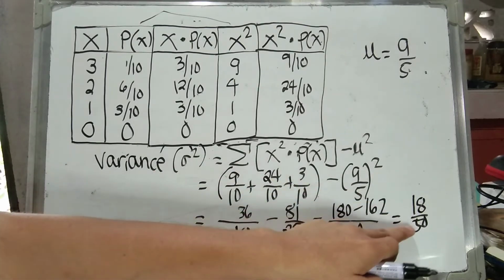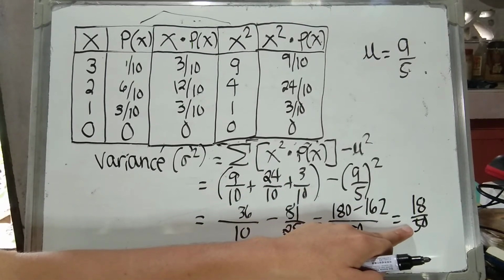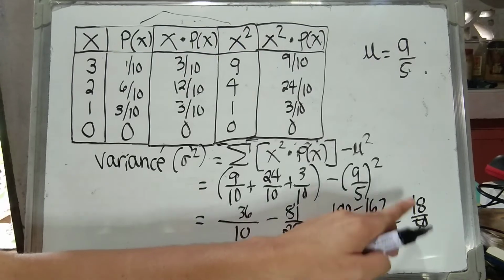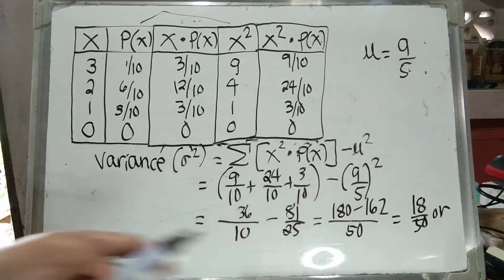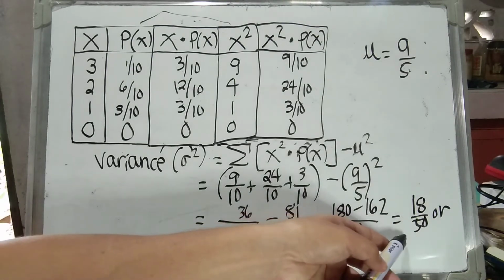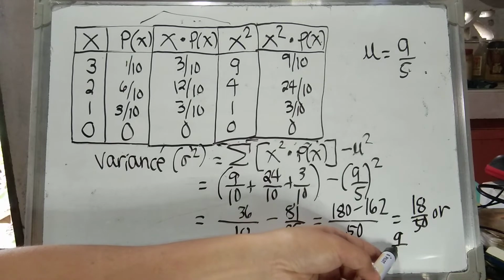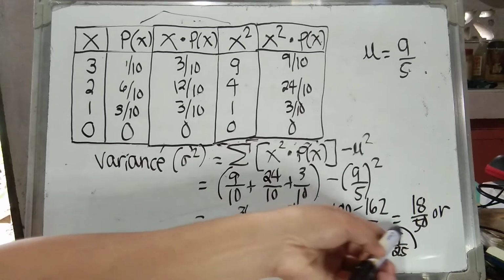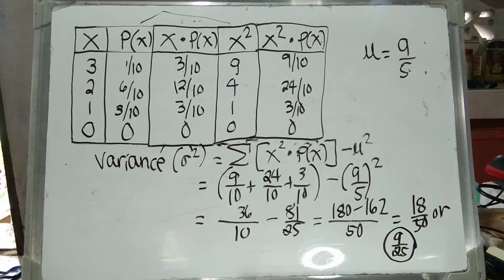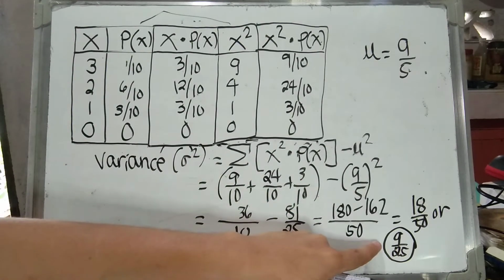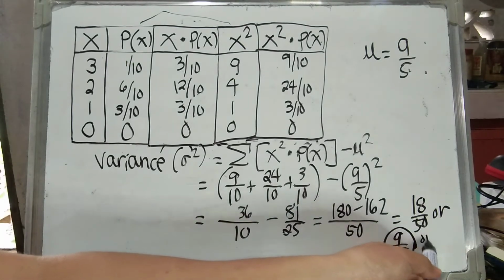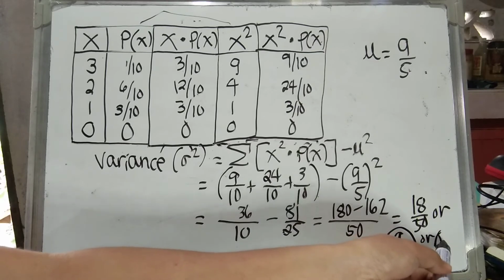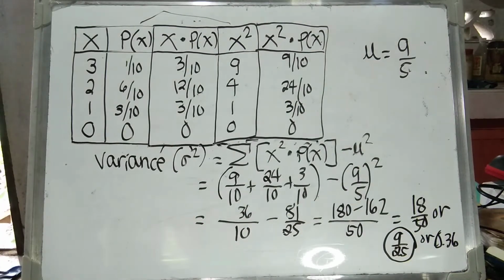And what is 18 over 50? That is divisible by 2, both numerator and denominator. So your answer here will be equivalent to 9 over 25. That would be your variance. Now, 9 over 25 is 0.36 if you transform that into decimal figure.